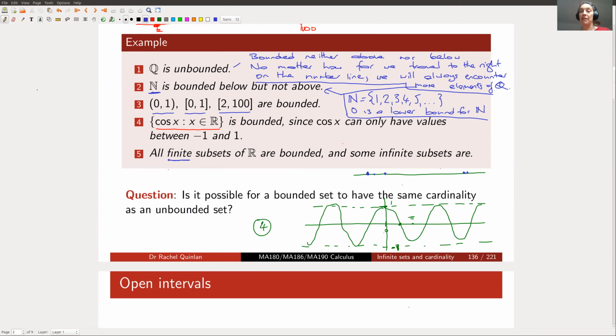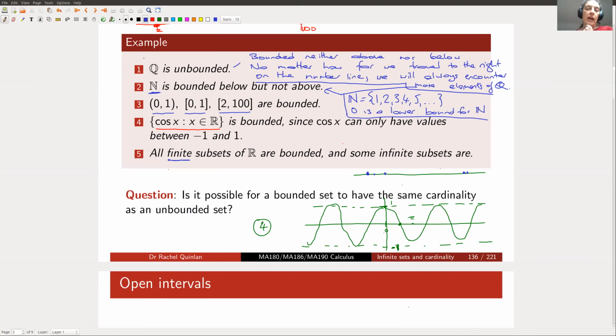But in terms of how many elements it has, does it have a relation to that at all? It's sort of what we're asking here. Can a bounded set, could its elements be put in bijective correspondence with the elements of an unbounded set? That's what we're asking here with this question. If we go back to the concept of cardinality.